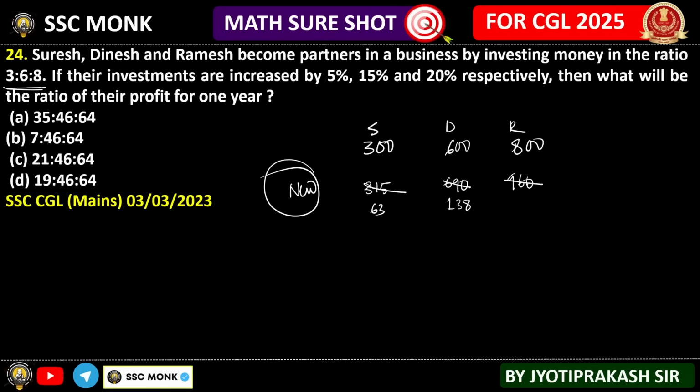5 8s are 40, 5 9s are 45, 1 0, 5 2s are 10, 3 21s are 63, 3 4s are 12, 3 6s are 18. So what is the ratio? 21:46:64. That is option C.